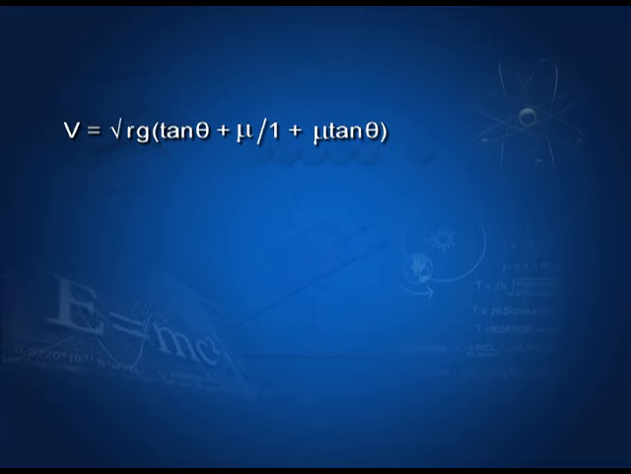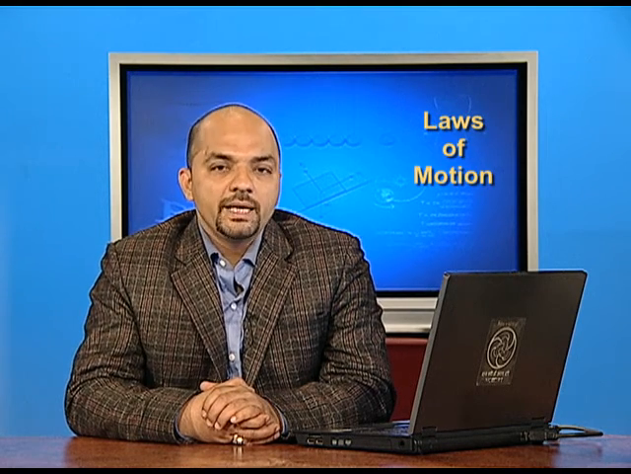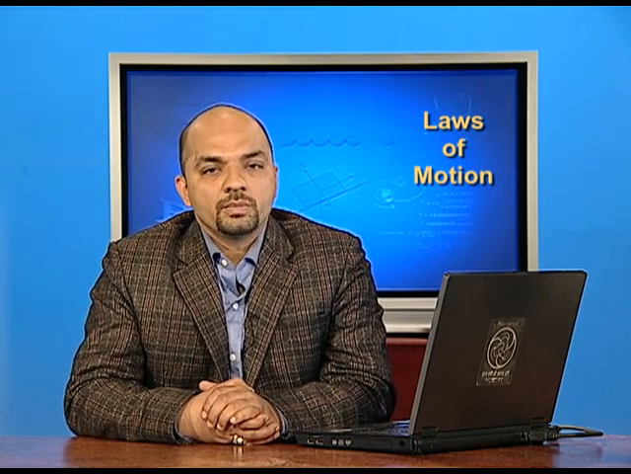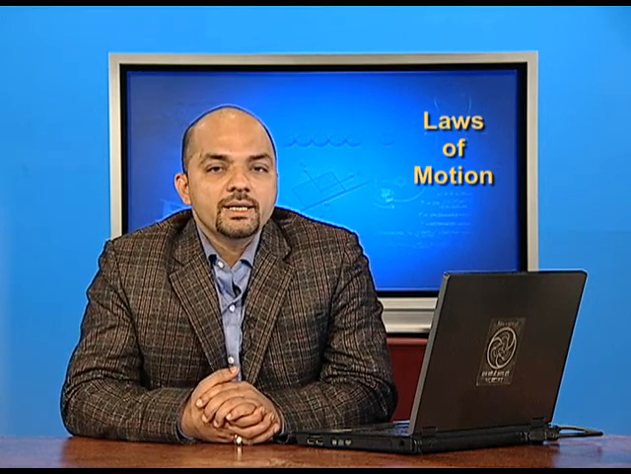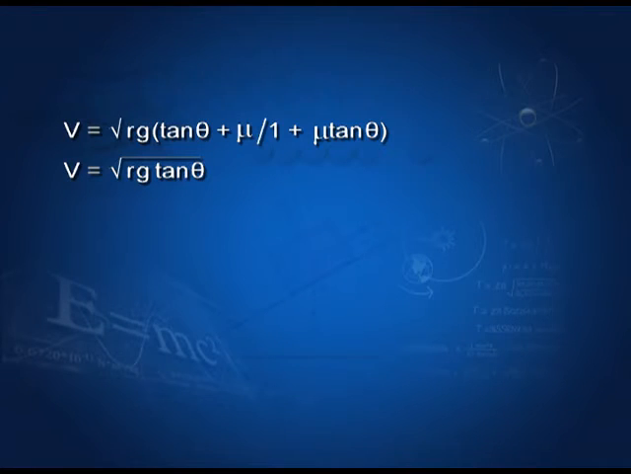In this relation, by substituting the value of radius and theta, we can calculate the maximum velocity for safe turning on a given road. If force of friction is not available, in that case we will have to substitute mu equals 0. So, we get the maximum velocity v is equal to under the root rg tan theta.